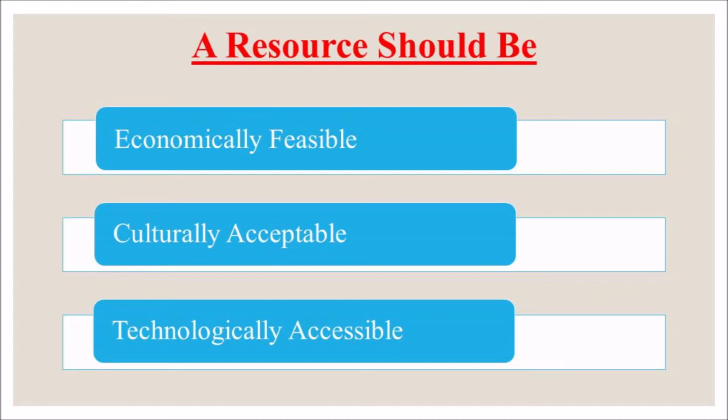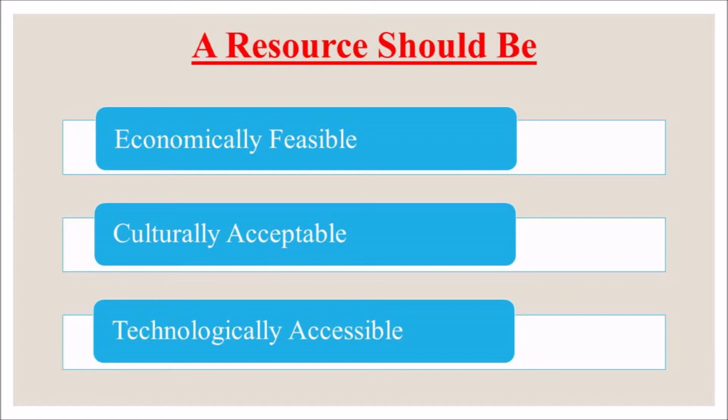Coming to this slide, we are going to discuss how a resource should be. In order to satisfy the needs, a resource should satisfy these three criteria. It means a resource should follow all these three criteria. Number 1, economically feasible. Number 2, culturally acceptable. Number 3, technologically accessible. Coming to number 1, economically feasible. Economically feasible means it must not be too expensive. Like we must not spend more money on a particular thing for our own purpose.